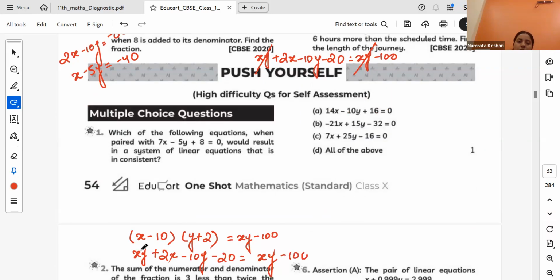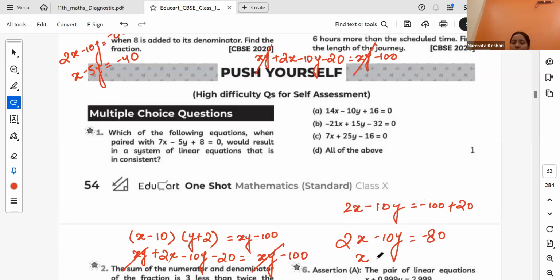Now this xy is gone. So we are left with 2x minus 10y is equal to minus 100 plus 20. That means 2x minus 10y is equal to minus 80. That means I will take 2 common and shift it to the other side. So x minus 5y is equal to minus 40, right?